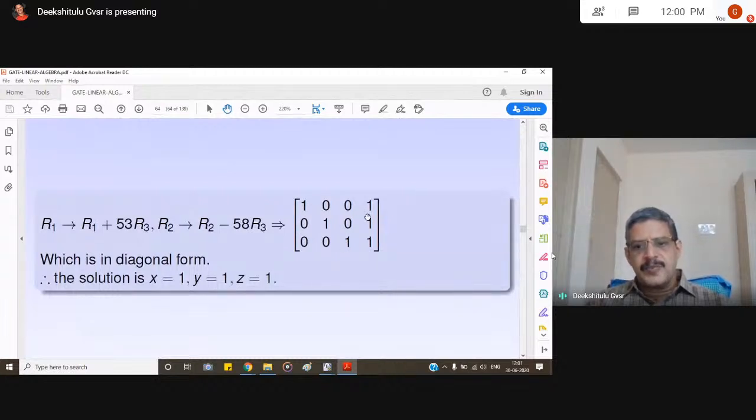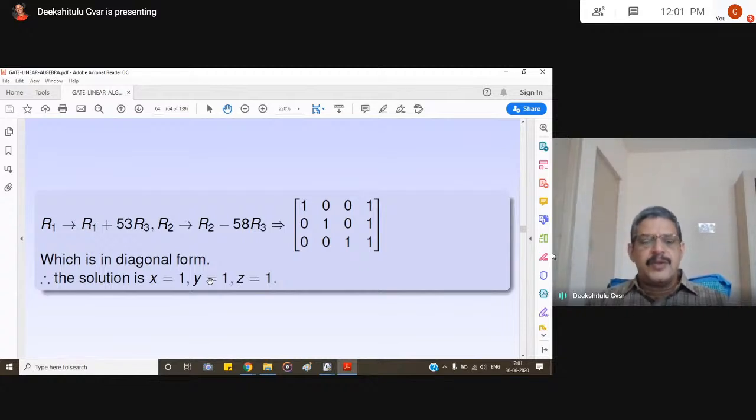What are the equations corresponding to this matrix? The equation corresponding to the first row is 1 into x plus y into 0 plus z into 0. That means 1x is equal to 1, or x is equal to 1. Similarly, corresponding to the second row, y is equal to 1. The third row, z is equal to 1. So x is equal to 1, y is equal to 1, z is equal to 1. That is what we mean by the Gauss-Jordan method. That is the difference between Gauss elimination and the Gauss-Jordan method.